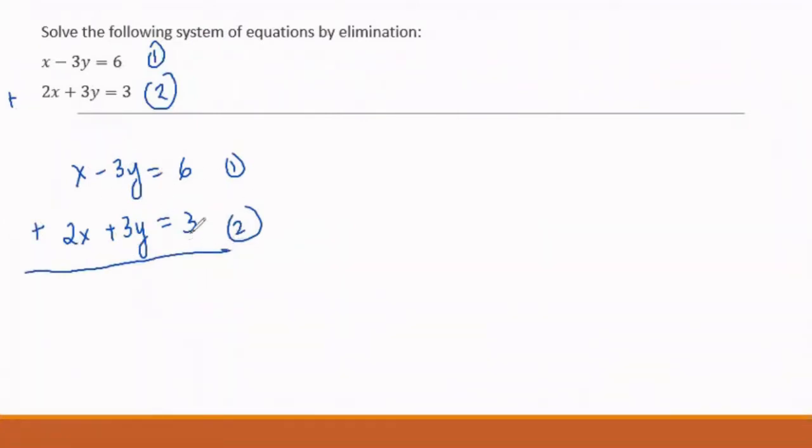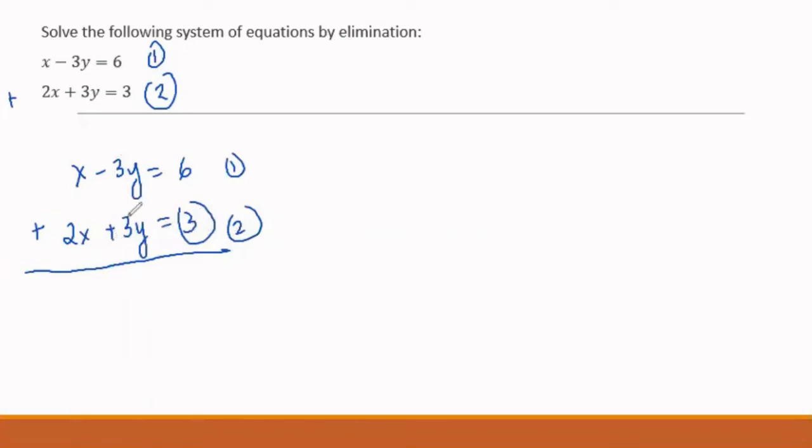Think of it this way. If I say I'm going to add equation 2 to equation 1, that's like adding 3 to the left side of equation 1 and to the right side of equation 1. Except only one of them is actually going to look like 3. The other one is going to be 2x plus 3y. But 2x plus 3y is equal to 3.